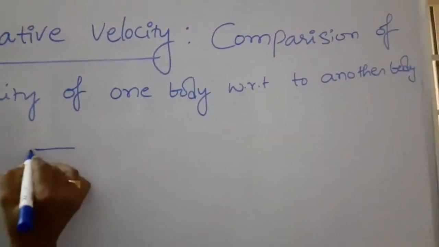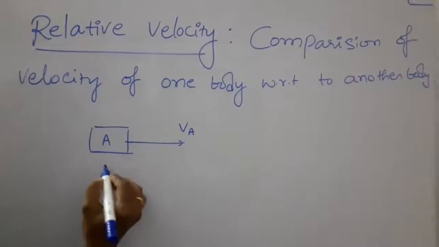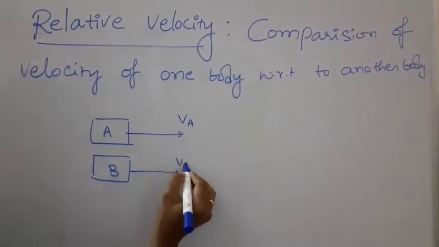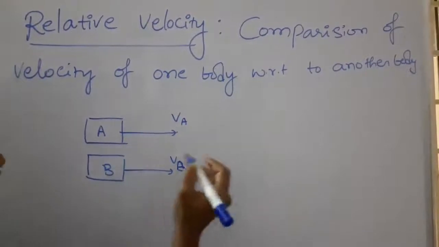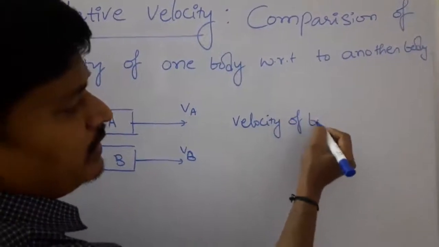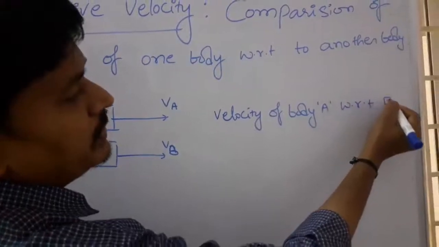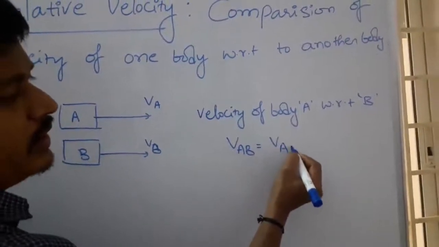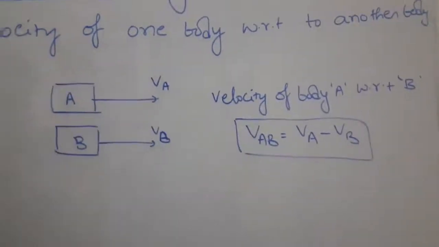So for example, this is body A, moving with a velocity VA. Another body B is moving with velocity VB. So the comparison of the velocity of body A with respect to B, that is VAB, is equal to VA minus VB. So this is relative velocity.